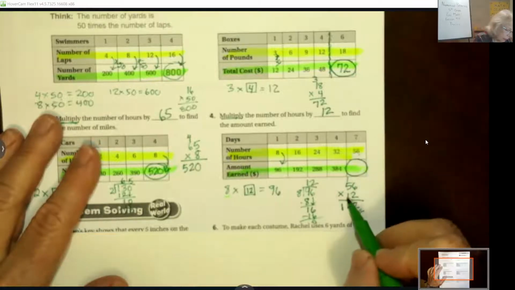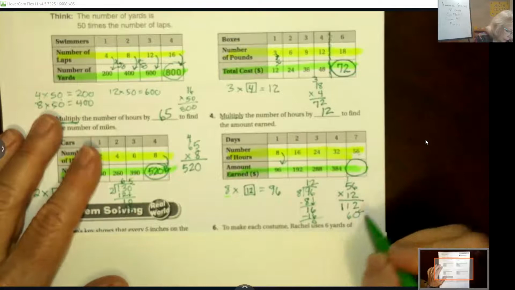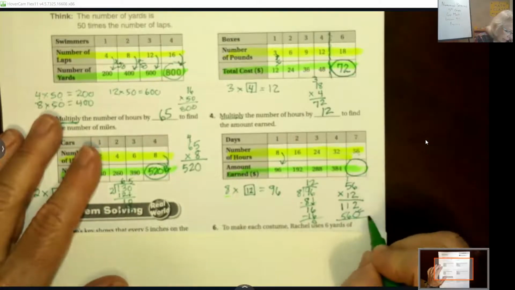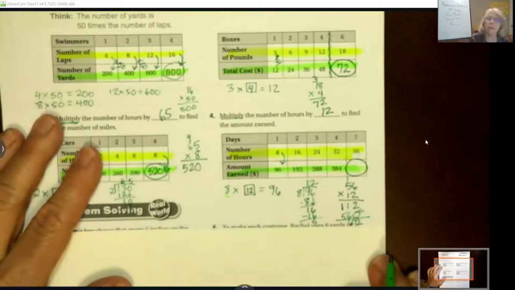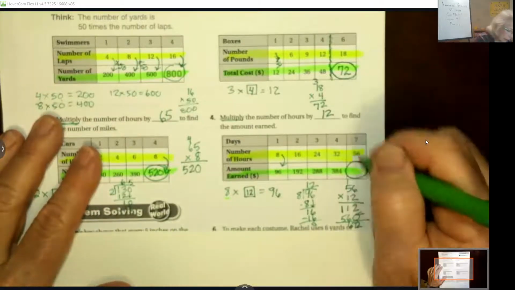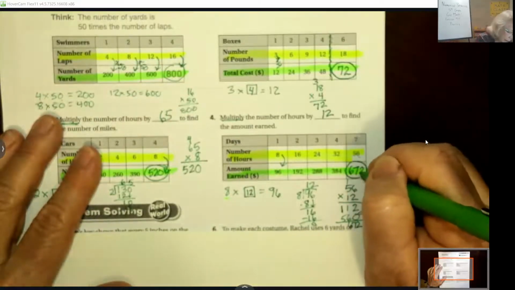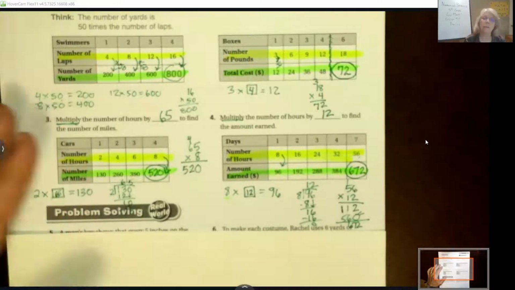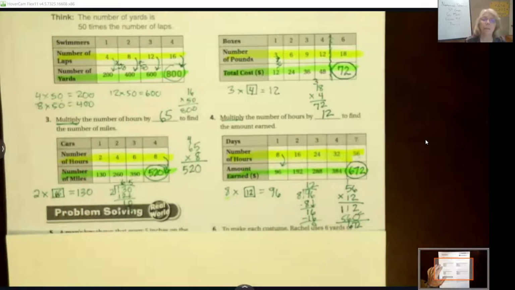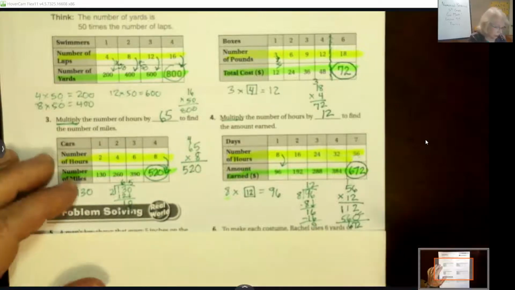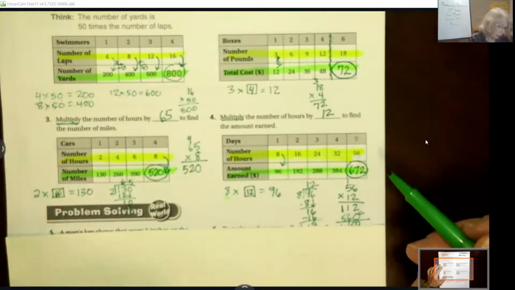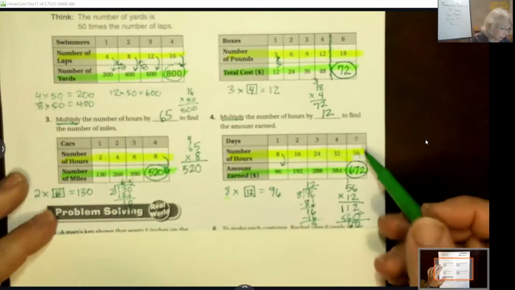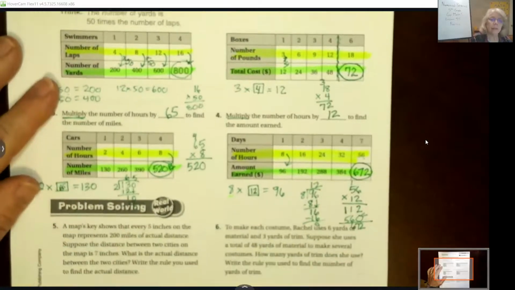Over to the tens here. 1 times 6 is 6. 1 times 5 is 5. Now I need to add these together. I get 2, 7, 6. Made a little mess there, but that number is 6, 7, 2. Okay, so 672 dollars earned if you spend 56 hours doing the work. Okay, let's go on to this problem solving one.